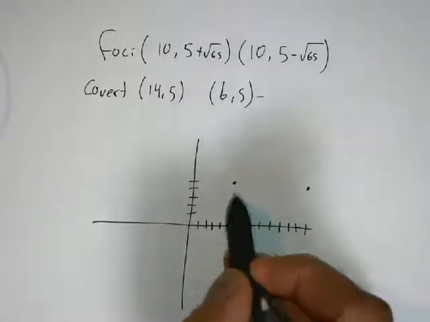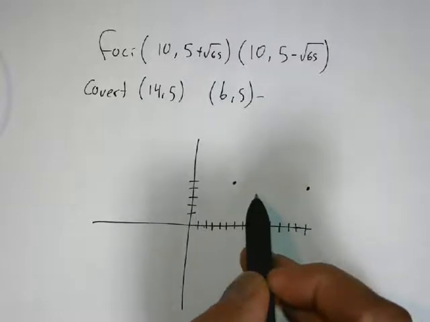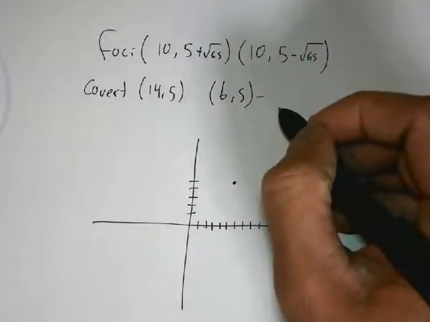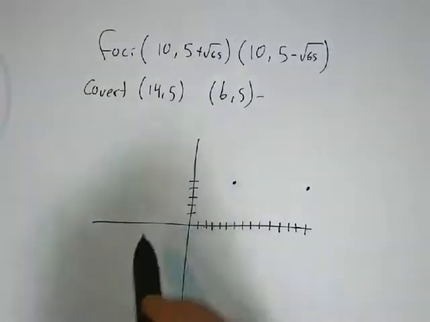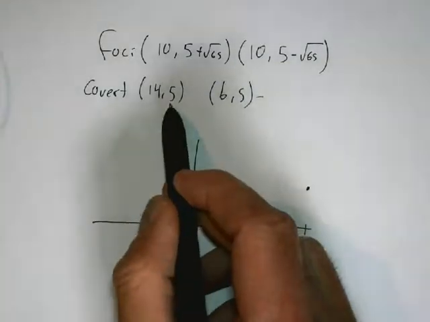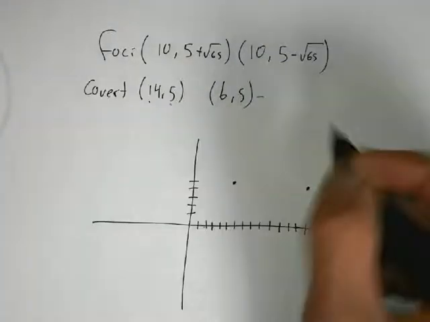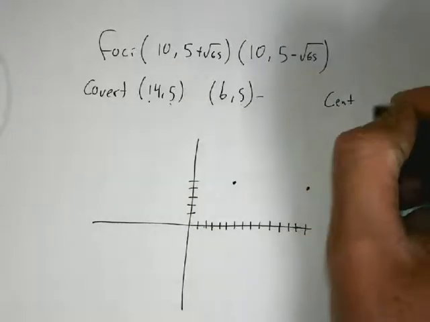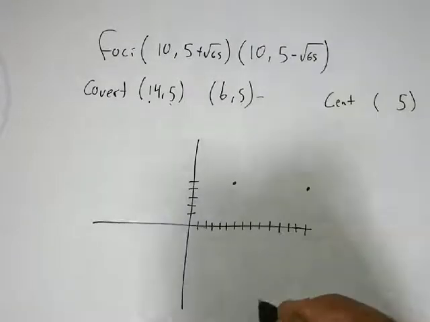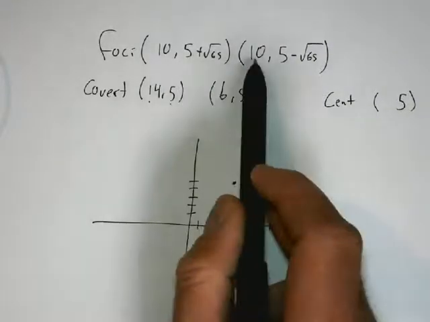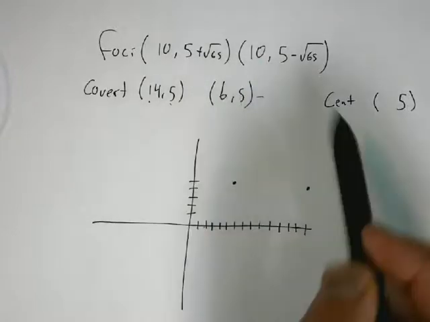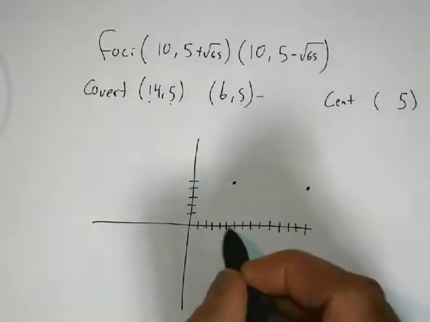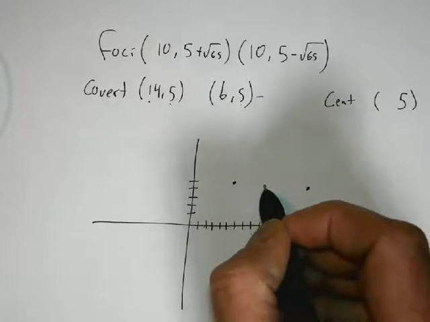So if our covertices are across from one another horizontally, that means this has to be stretched vertically. Now, since they share the 5 value, we're going to figure out where the center is located. First off, our center has to be on this horizontal line, at something, 5. The foci share the same x value. Well, 14 plus 6 is 20, half of that is 10. So our center is going to be at (10, 5).